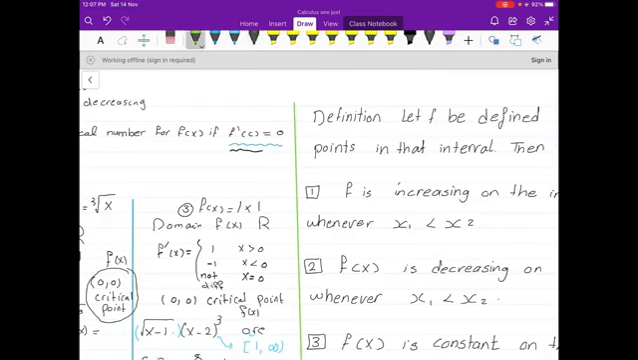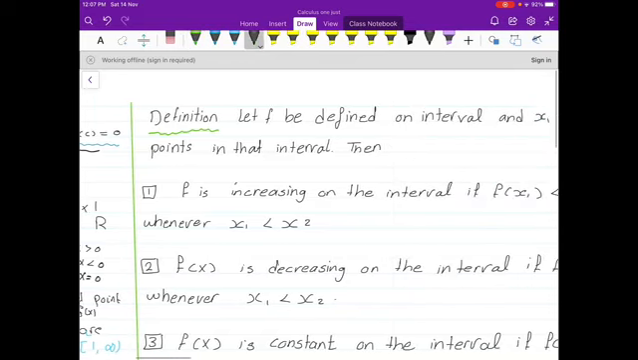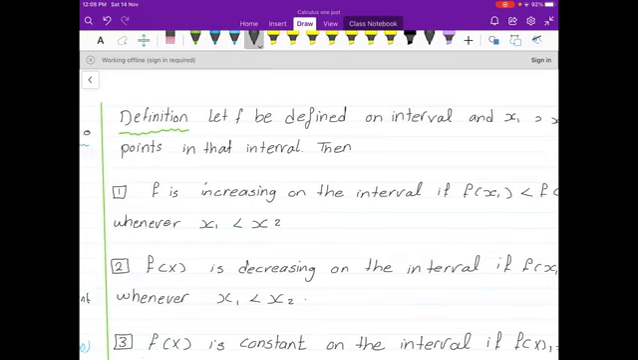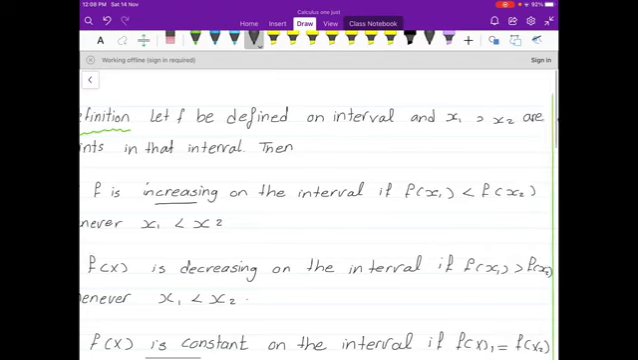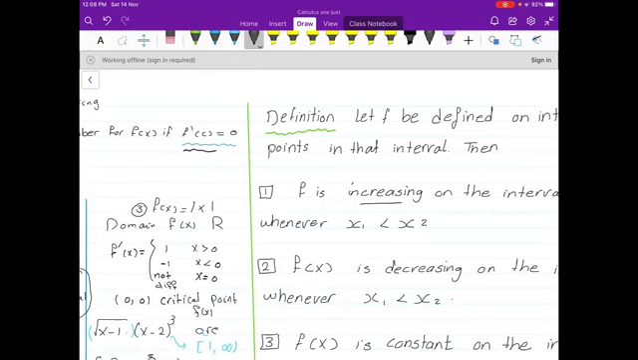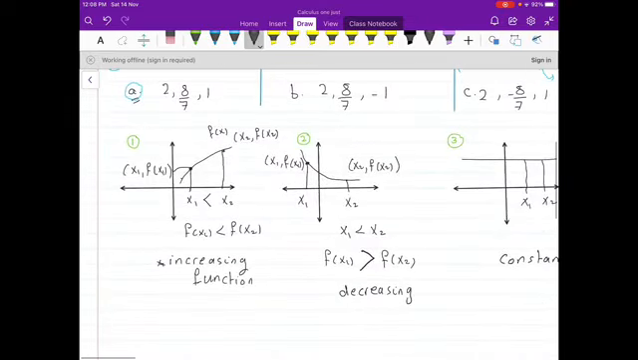So, definition: let f be defined on an interval, and x1, x2 are points in that interval. f is increasing on the interval if f(x1) is less than f(x2) whenever x1 is less than x2. This is what we saw in graph 1.